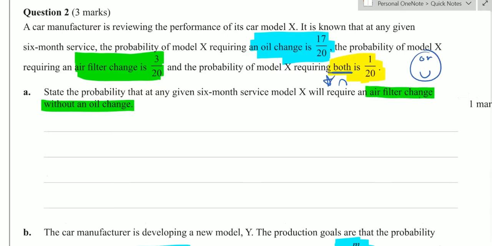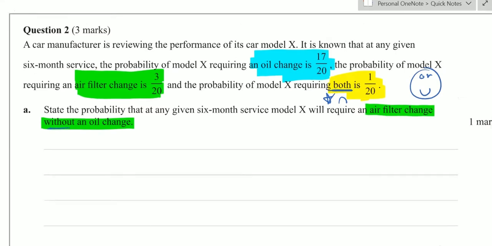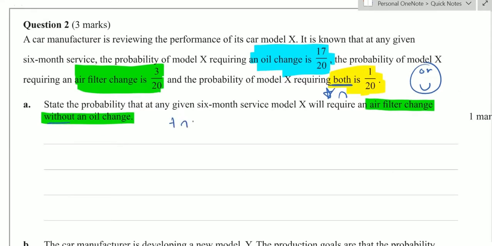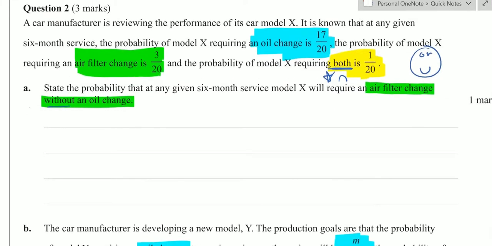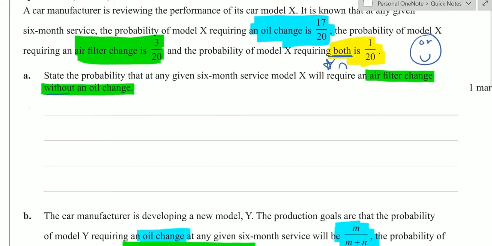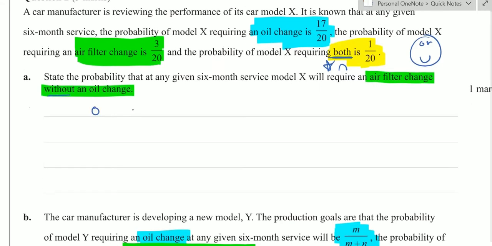And air filter change without an oil change. Without an oil change is similar to A intersection B not. So you're saying this without this. Those are just hints in the wording, so you might pick up what you need to do in the question in reading time. So if you see both, if you see intersection, those are big hints that it's going to be a Karnaugh map. So you would draw your Karnaugh map like this.